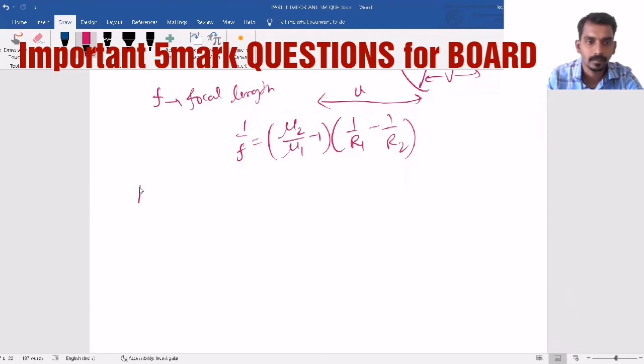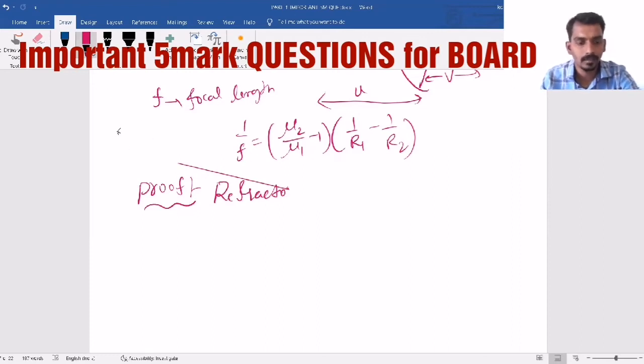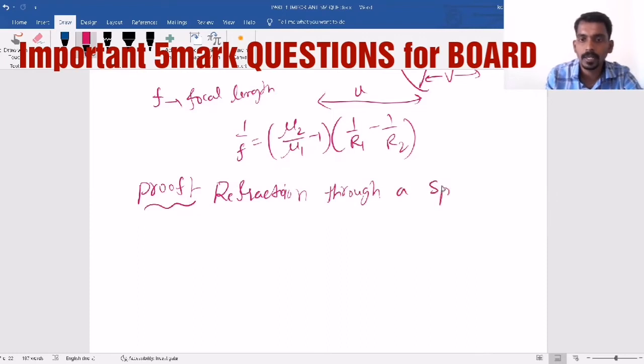Now let's try to prove this one. To prove this, we need to know refraction through a spherical surface. The first thing you should know is refraction through a spherical surface.